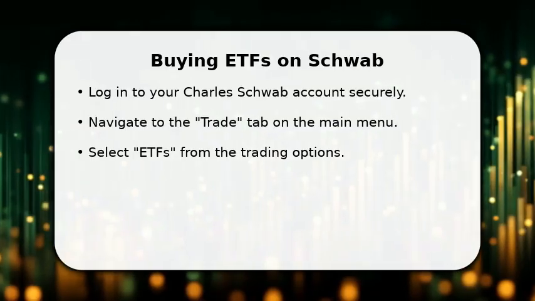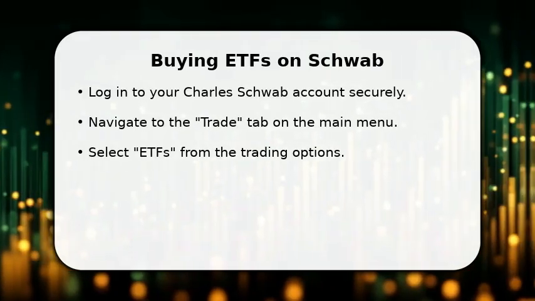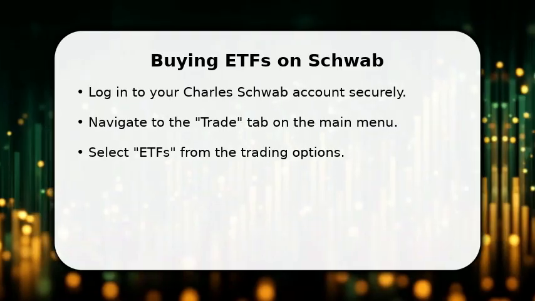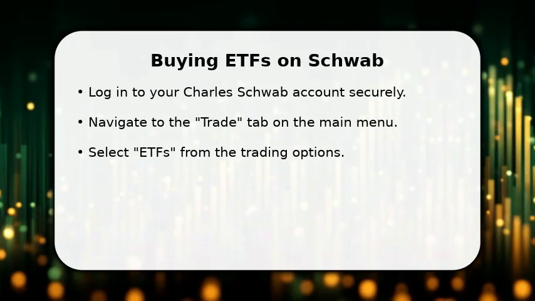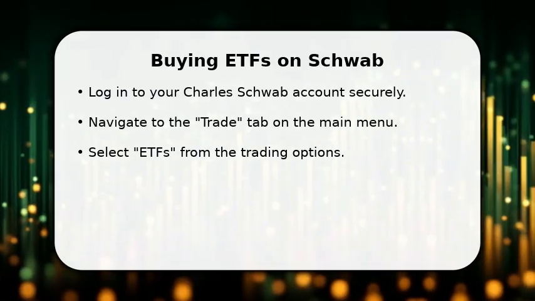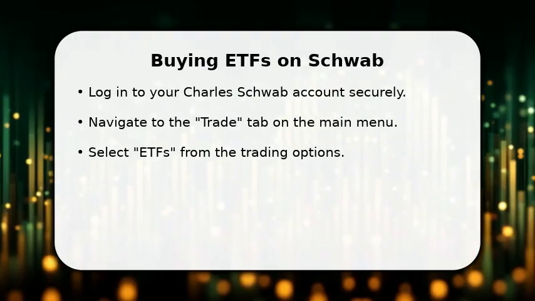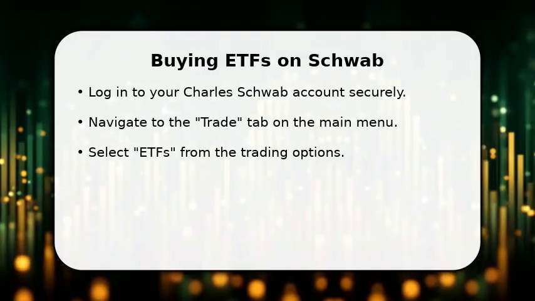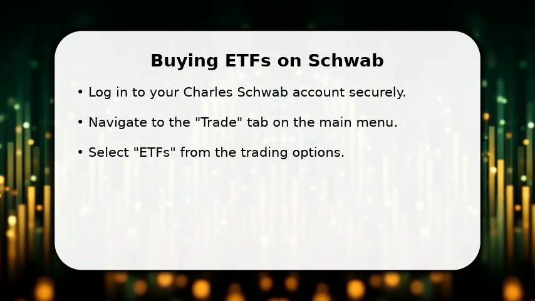In this video, I will explain how to buy ETFs on Charles Schwab. First, securely log into your Charles Schwab account using your credentials. Once logged in, locate the Trade tab, usually found at the top of the page. Click on this tab, and then select ETF from the drop-down menu or available options. This action will direct you to the ETF trading platform, ready for your next steps.